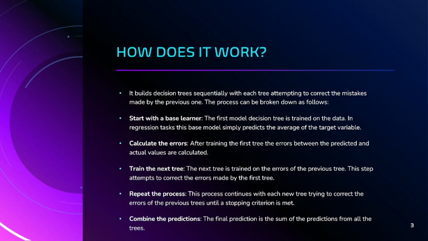And then we've got the fourth step, repeat the process. This process continues, with each new tree trying to correct the errors of the previous trees until a stopping criterion is met. So if we meet a condition, we stop. And then the final step is to combine the predictions. The final prediction is the sum of the predictions from all of the trees. So that is the idea of how the steps for XGBoost work.